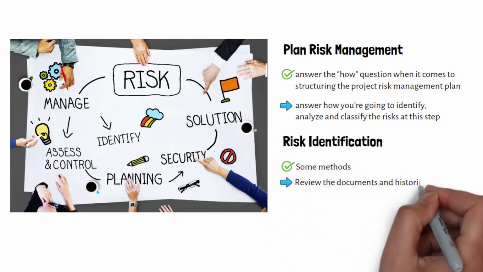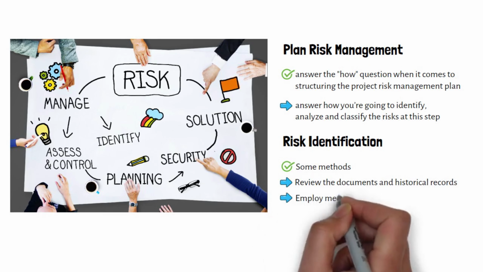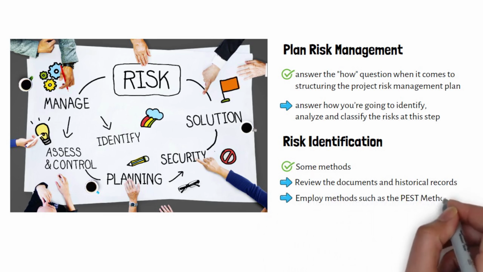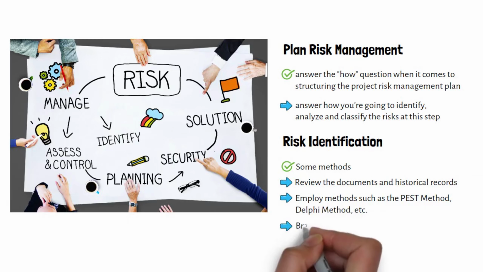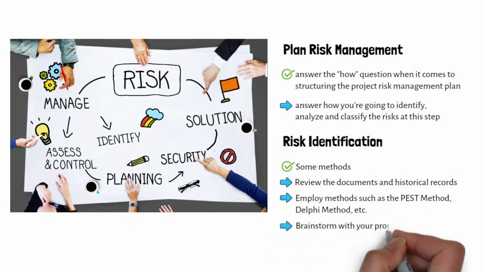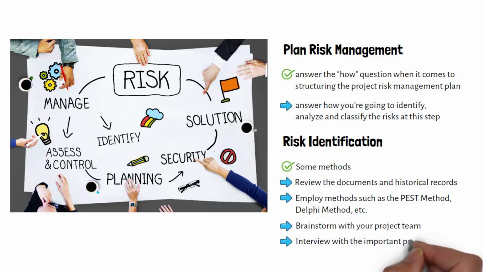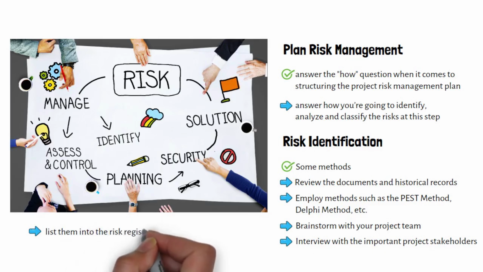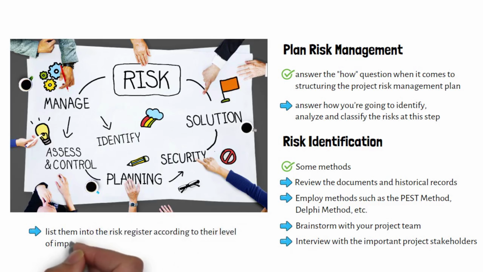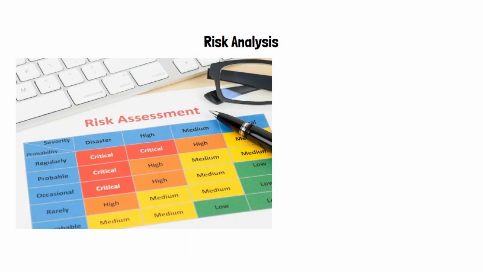Review the documents and historical records. Employ methods such as the PEST method, Delphi method, etc. Brainstorm with your project team. Interview the important project stakeholders. Once you have identified the project risks, list them in the risk register according to their level of impact on the project objectives.